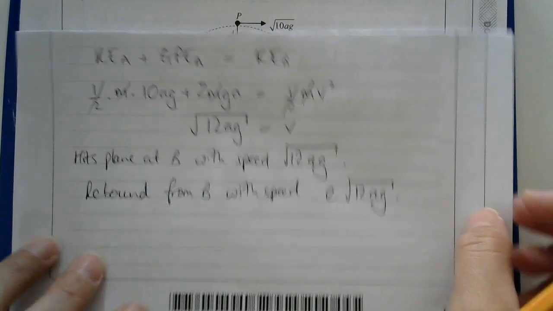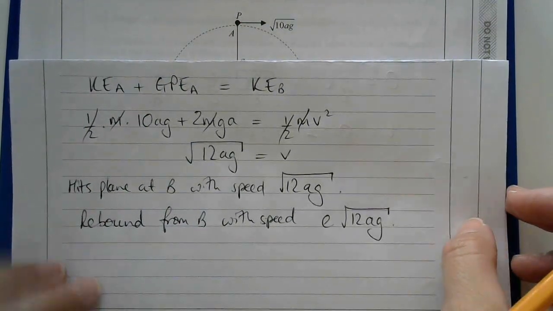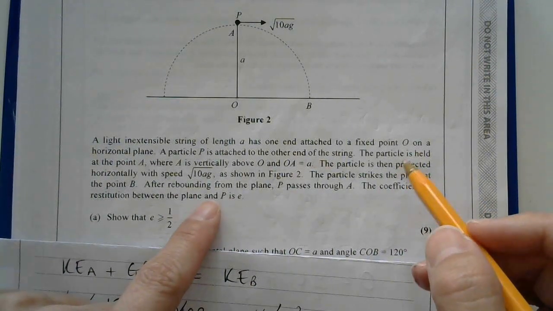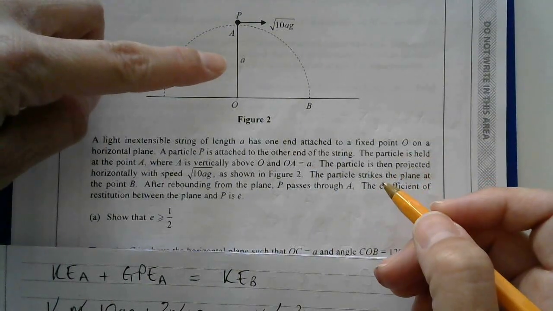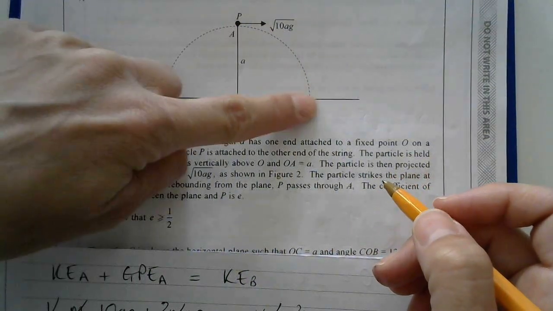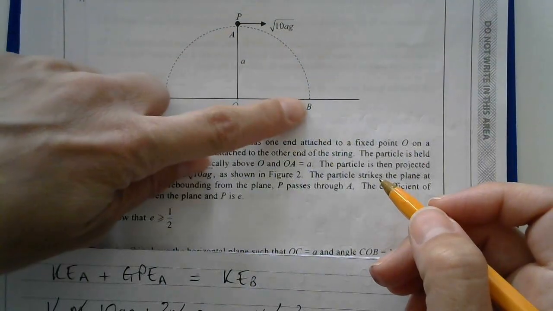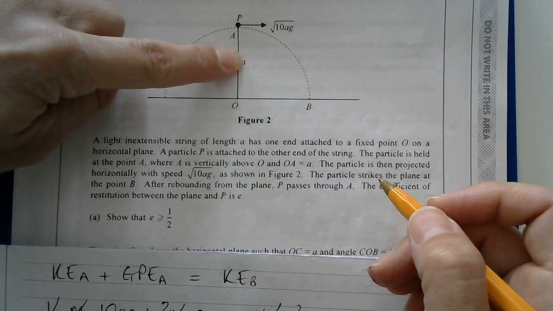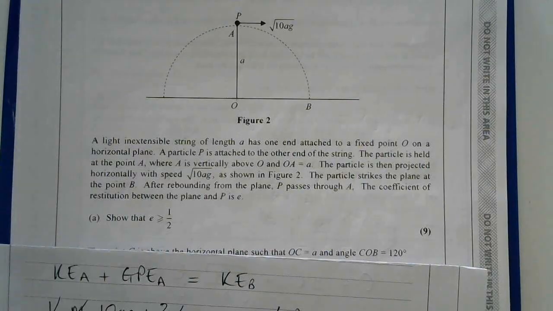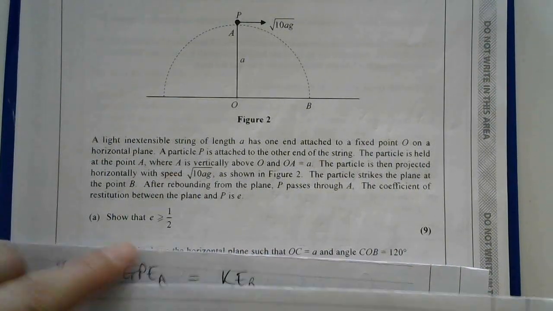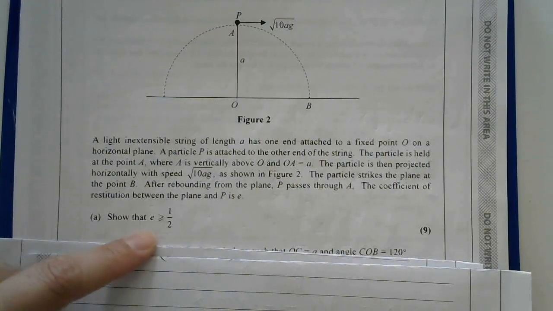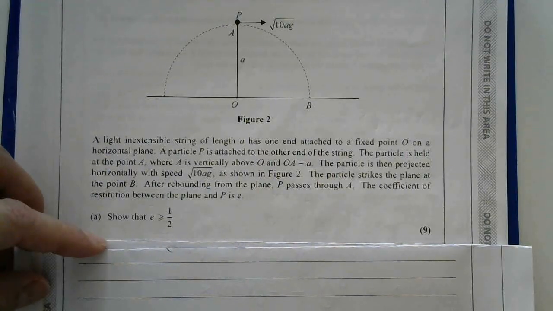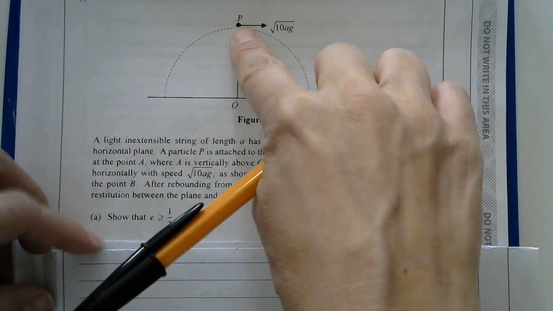Okay, now then they also told me that it goes through A as it rebounds. So basically that means that it has enough energy to be able to stay moving in a circle, so the string doesn't go slack. So basically I think that is where I'm going to get my inequality from, either by assuming that T is bigger than or equal to 0, or by assuming that the velocity at the top is big enough.